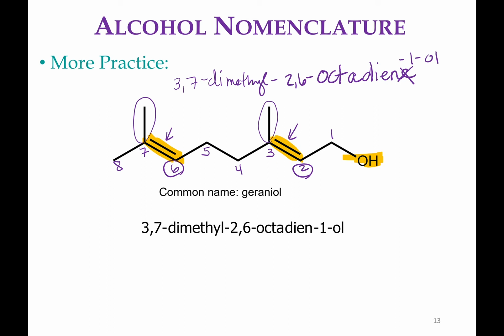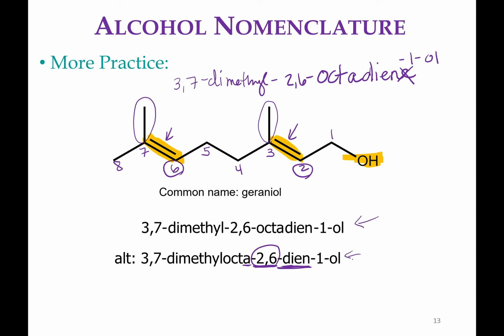Alternatively, you can also do this where you put the 2 and 6 between the octa and the di, and then you're specifically saying that 2 and 6 is for the diene. So if you find this confusing, this is also okay.